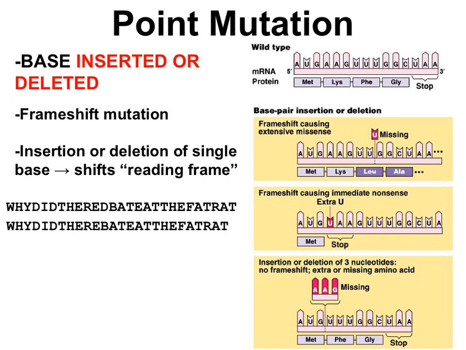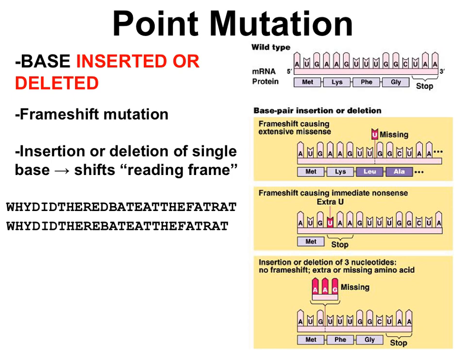Check out the example. Here you see UUU coding for phenylalanine in the wild type. A mutation deletes one of the U nucleotides, and so instead of phenylalanine, the result is leucine. But also, every downstream codon is changed. This is because inserting or deleting a nucleotide changes the reading frame.